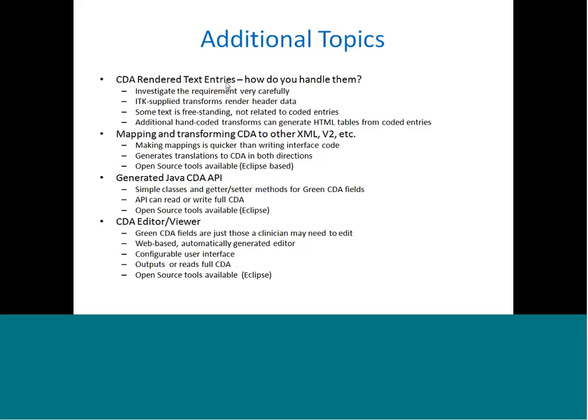The third topic is what Rahel asked about a minute ago. As a side effect of creating a Green CDA, you create a class model in Eclipse EMF, Eclipse Modeling Facility. And if you're familiar with Eclipse, you can easily, using standard Eclipse facilities, generate Java code from that. And the generated Java code has getters and setters for all the fields you need. And that generated Java code is a CDA API, which you can use to read and write either Green CDA or full CDA.